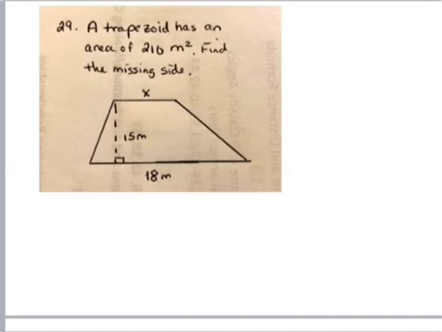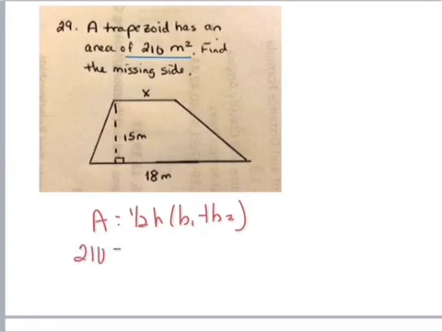Problem number 29 actually tells us the area of a trapezoid, so we're just going to use our formula. Area is 1/2 h, b1 plus b2, and we're going to substitute in all of our numbers and work backwards. So the area was 210, our height was 15, and our bases were x and 18. At this point, you could either multiply half of 15 and get 7.5, or you could multiply both sides by 2. I'm going to go ahead and do half of 15. That's not too bad.